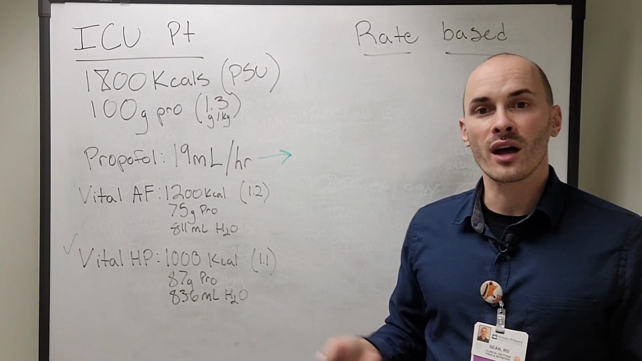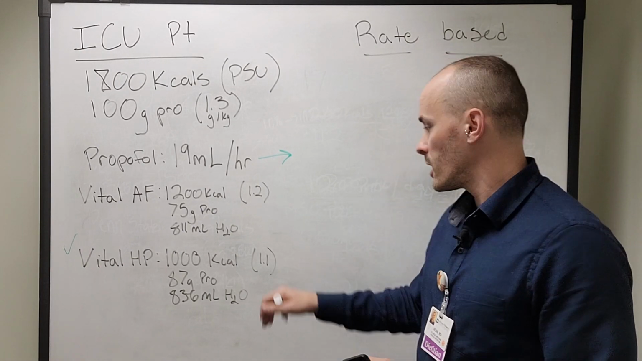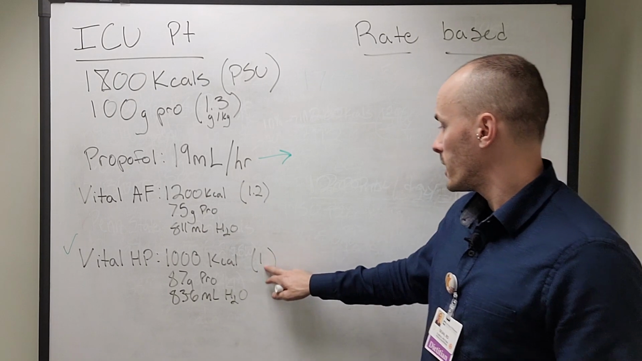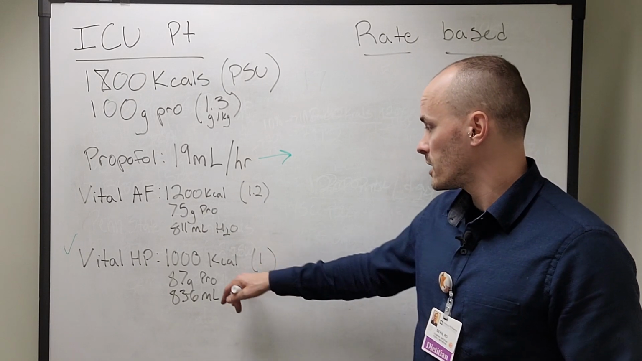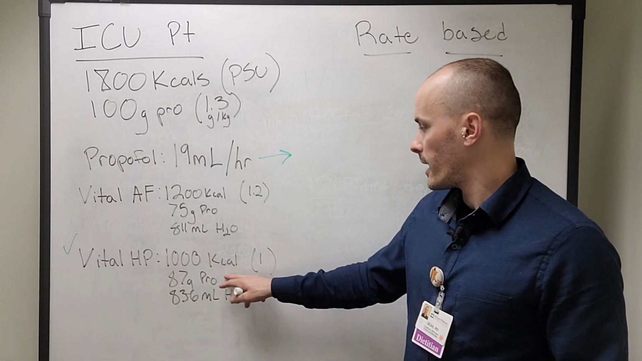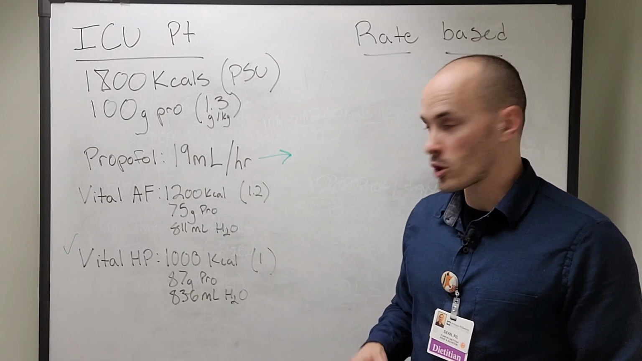Vital HP is another ICU specific formula. That's a 1 cal formula. I don't know why that says 1.1. It's a 1 cal formula, so it has 1,000 calories per liter bottle, and it has 87 grams of protein.